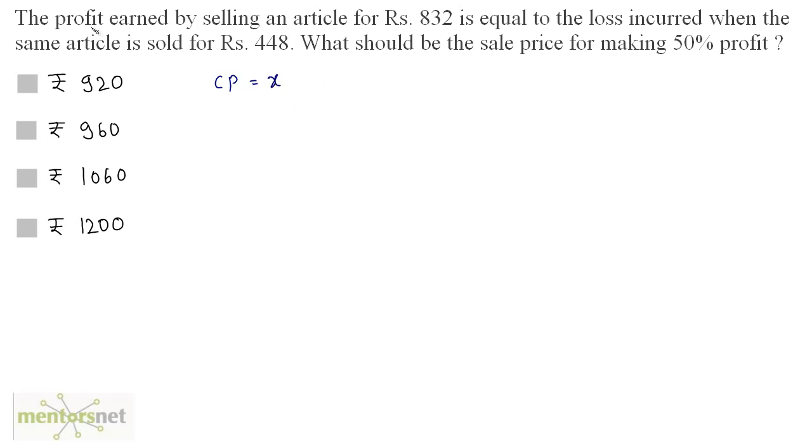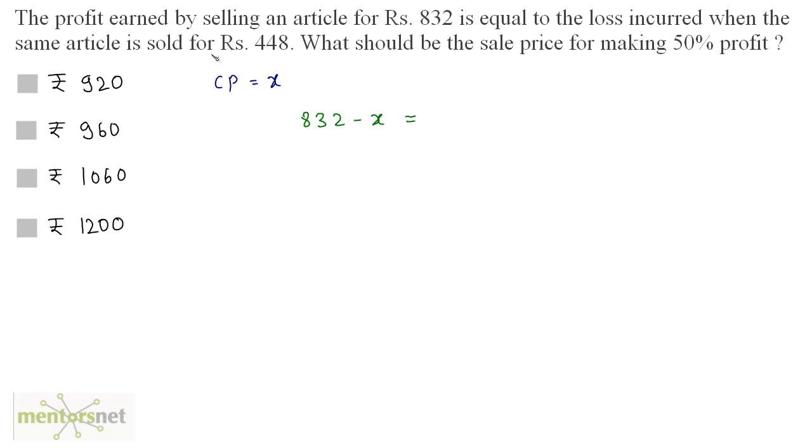Now it is said that the profit earned by selling an article for rupees 832. So the selling price is 832. What will be the profit? Well, profit is selling price minus cost price. So we have profit as equal to the selling price 832 minus the cost price, which is X. It is equal to the loss incurred when the same article is sold for rupees 448.